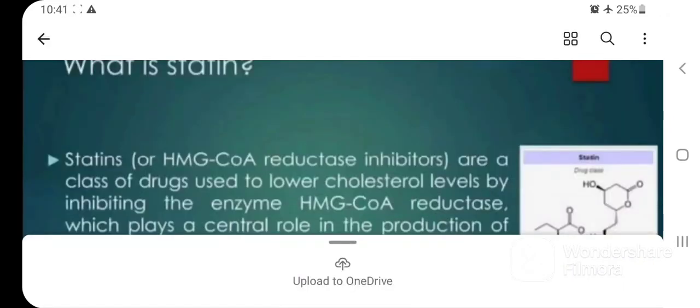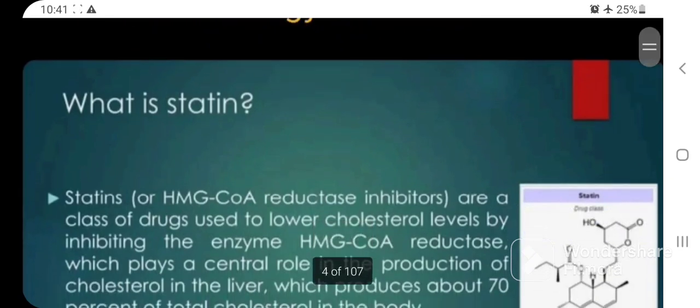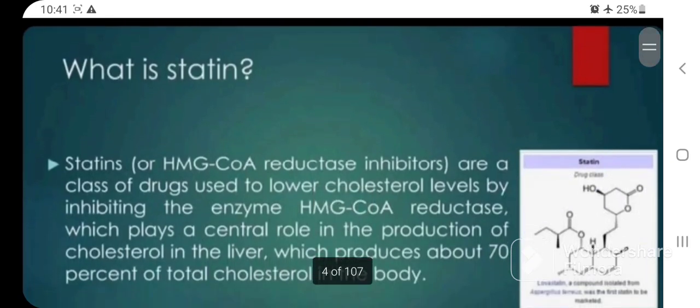Let's discuss. What do statins say? First you write what a statin is. Statins are a class of drugs used to lower cholesterol levels by inhibiting the enzyme HMG coenzyme A reductase, which plays a central role in the production of cholesterol in the liver, which produces about 70% of the total cholesterol in the body.